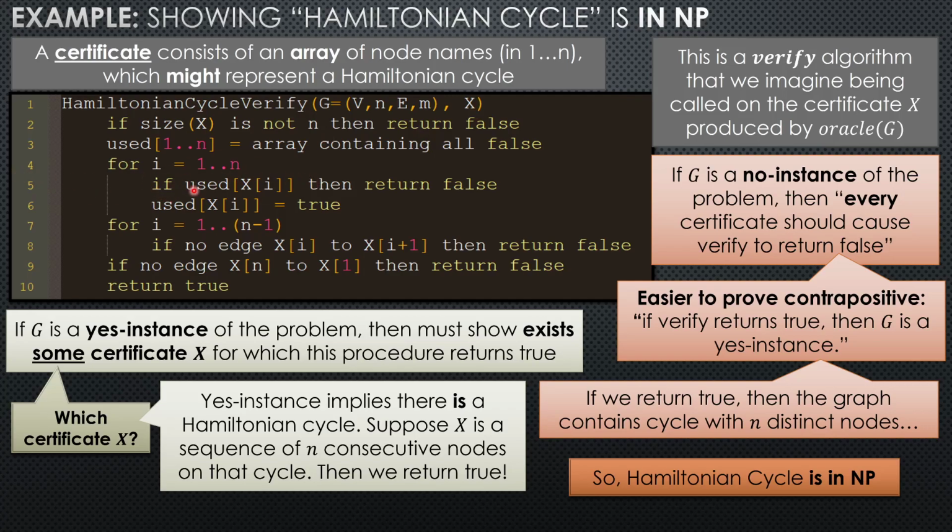Line 4, n iterations, constant work inside, order n work total. Line 7 and 8 is order n work. Line 9 is constant. Line 10 is constant. All order n. That's definitely polynomial in the input size. So Hamiltonian cycle is in NP.